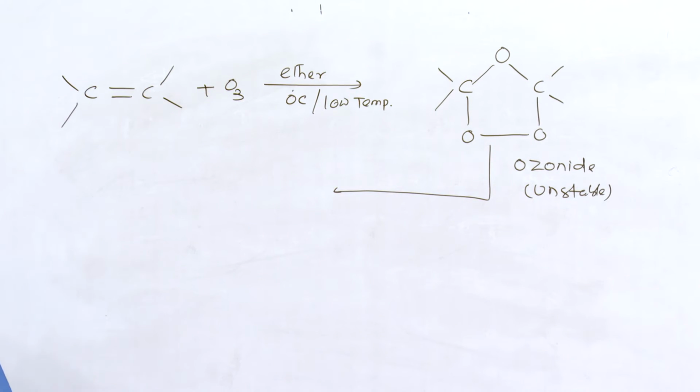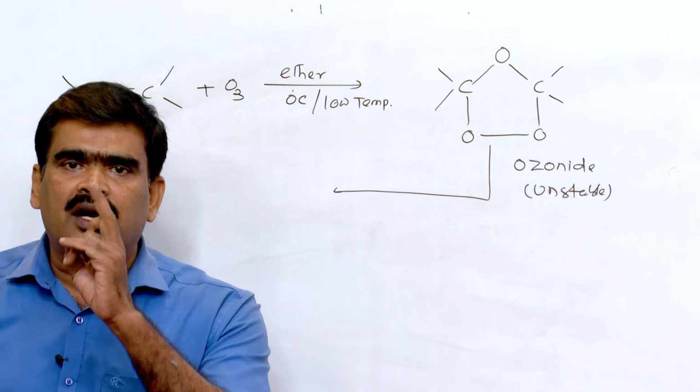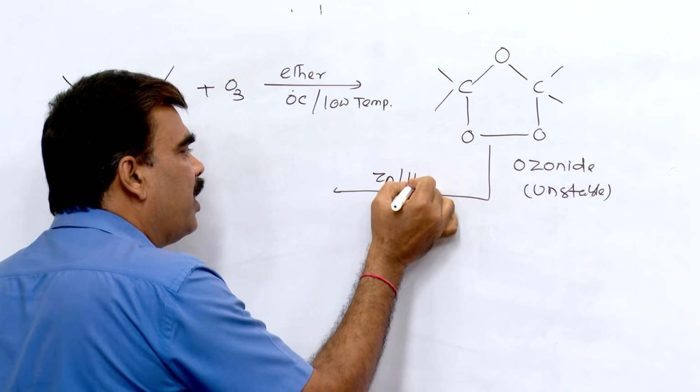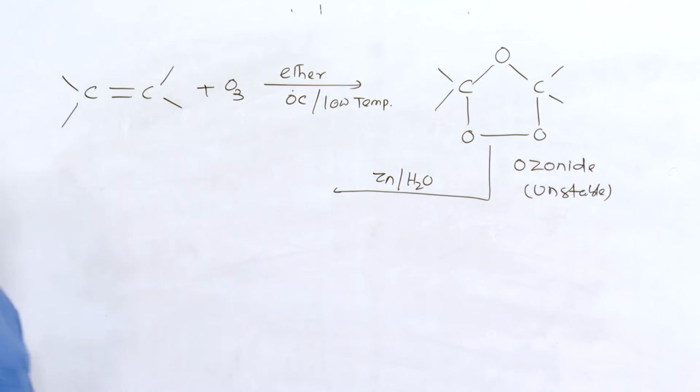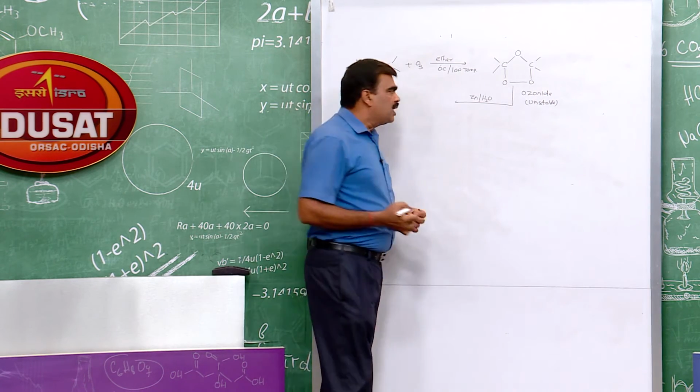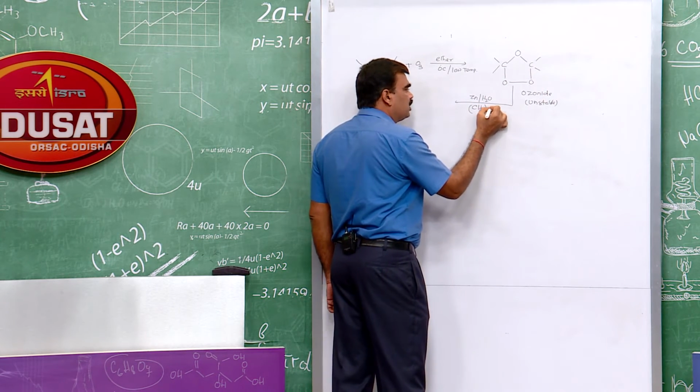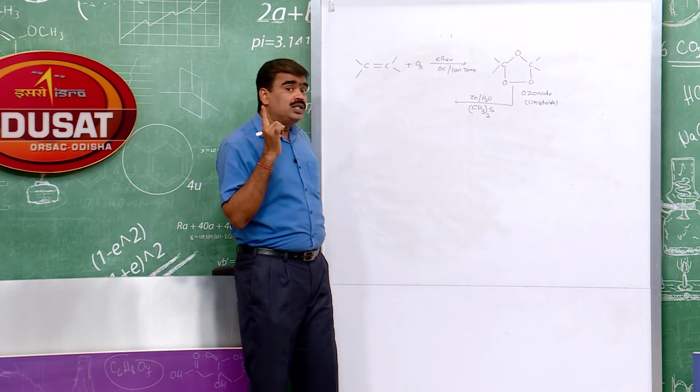It undergoes reductive cleavage because it is so unstable, that is why it is called working up the ozonide under reduction condition. What are the reducing agents? Remember, it is zinc in presence of water or dimethyl sulfide. You have to use these reducing agents. You cannot use oxidizing agents.